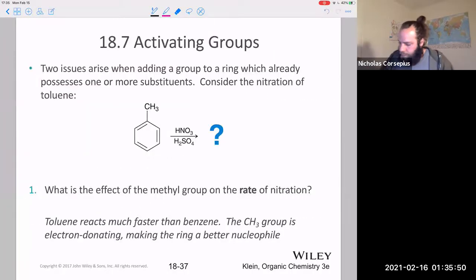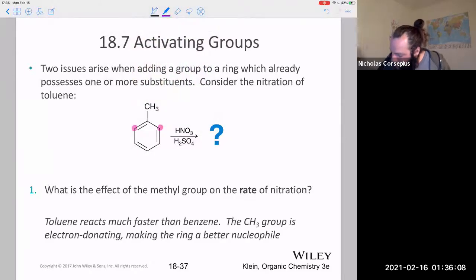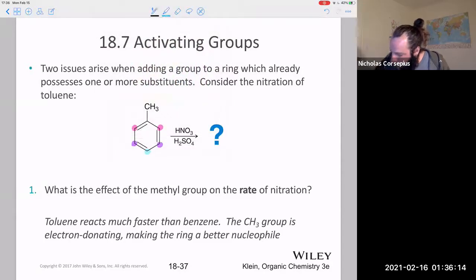Let's just start with the simple one. Toluene has that methyl group on there. If we wanted to perform a nitration reaction on toluene compared to benzene, there are a few questions. For example, we learned about these different positions. We have the ortho positions, the meta position, and the para position. Ortho.